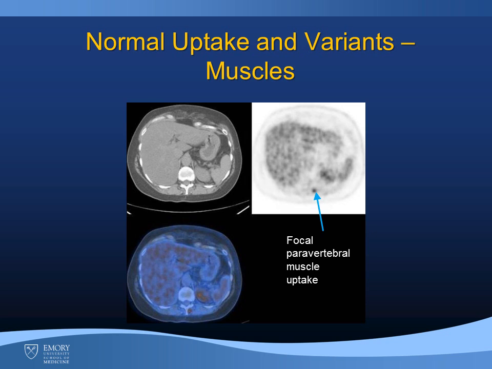This patient has focal paravertebral muscle uptake. Most of the time this is a normal variant, but if you see intense uptake corresponding to a soft tissue nodule, sometimes one can have muscle metastasis in melanoma or lung, for example.